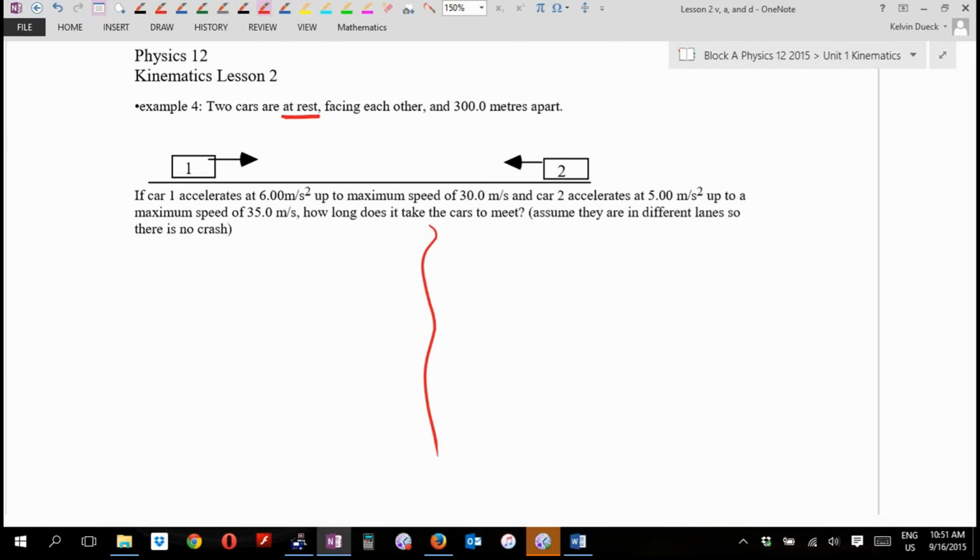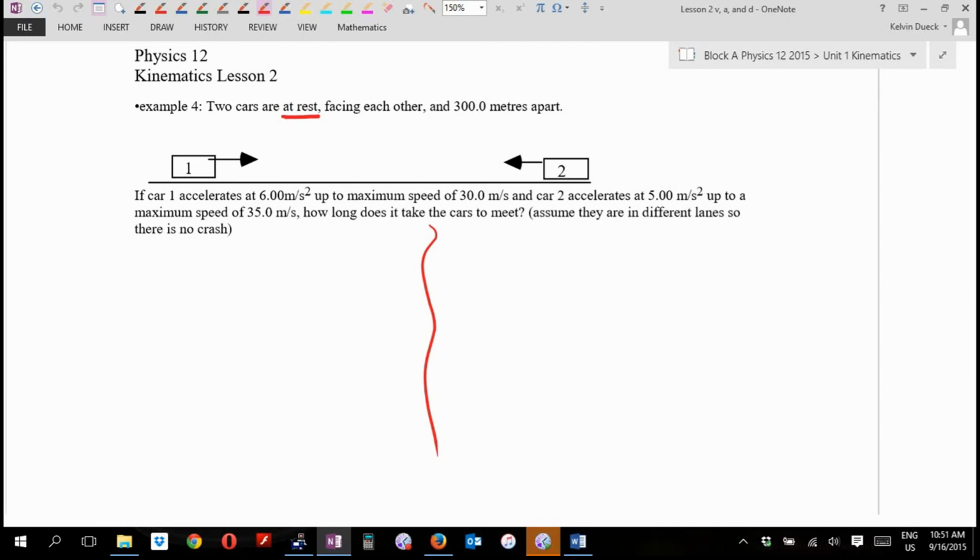Does how long mean the time? I don't know if they're going to be going at the same speed when they hit. It's tricky. And we're going to solve for time. How are we going to solve for time? There's something else that will be the same: their position relative to that 300 meters apart.